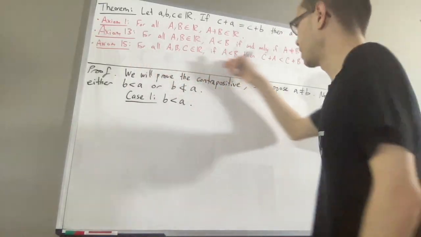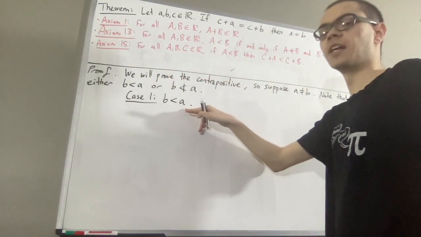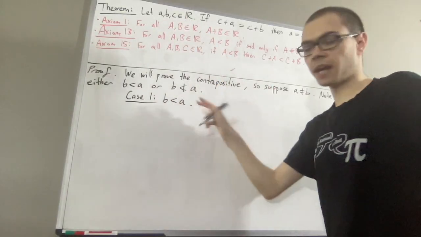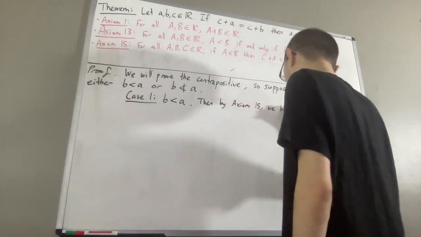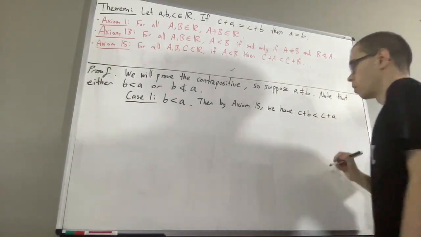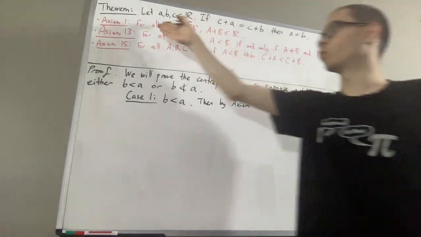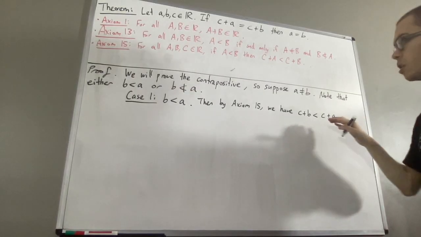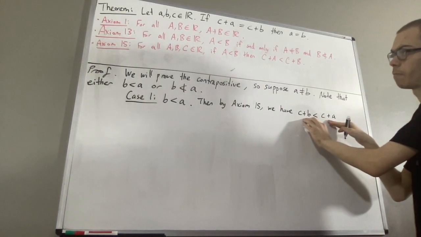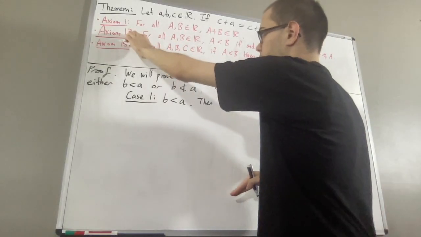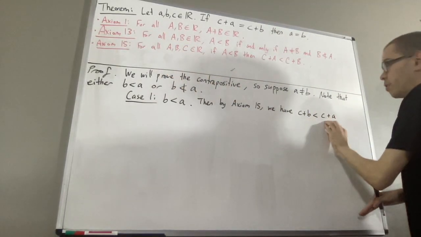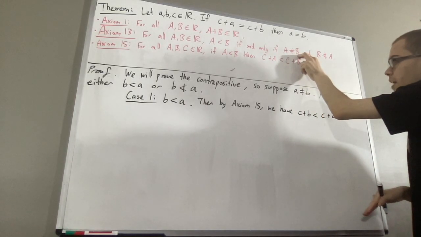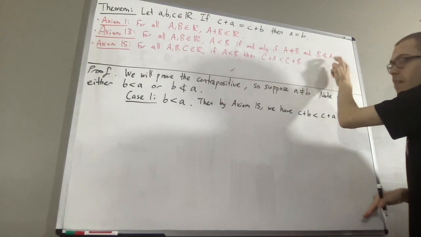Well, applying axiom 15, since b is less than a, it follows that c plus b is less than c plus a. But then, we know by axiom 1 the sum of any two real numbers is a real number. So c plus b and c plus a are real numbers. So we could apply c plus b and c plus a to axiom 13. So since we know c plus b is less than c plus a, that means c plus b is not equal to c plus a, and c plus a is not less than c plus b.